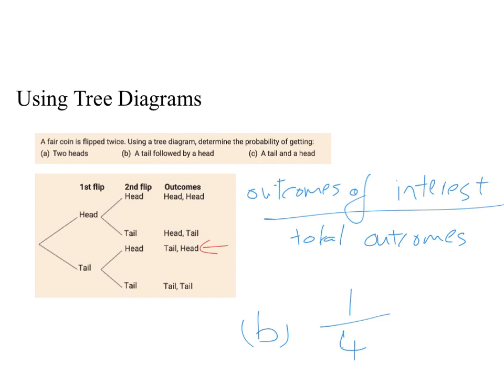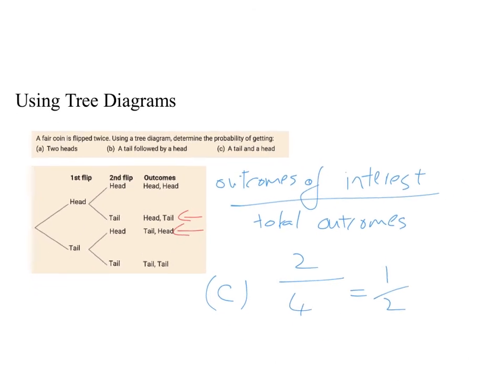Then the final part of this question asks us about getting a tail and a head. And it doesn't specify which order like it did before. Before it said a head followed by a tail. Now it's just one head and one tail. Doesn't matter the order. So there's 2 outcomes where we get one head and one tail. It's the middle 2 here. So we've got head tail or tail head. So that is 2 outcomes out of 4 total outcomes. Simplify that fraction to a half, or we could write it as a decimal, which would be 0.5.